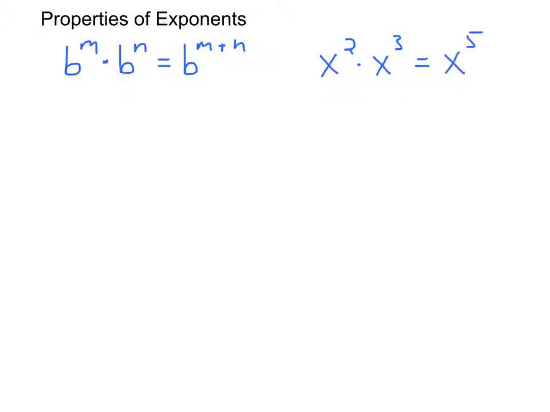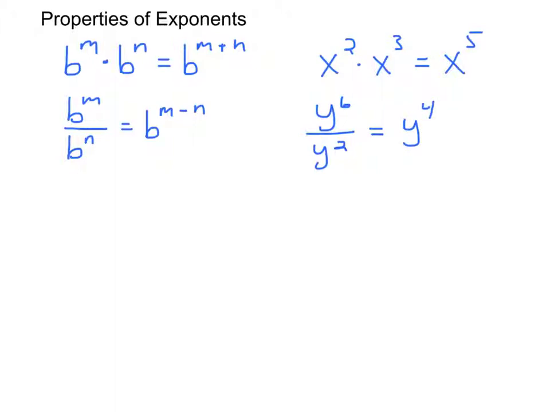Now the second property is that b to the m divided by b to the n will equal b to the m minus n power. So if you had y to the sixth divided by y to the second, you'd subtract the exponent. 6 minus 2 would be 4, so it would be y to the fourth.